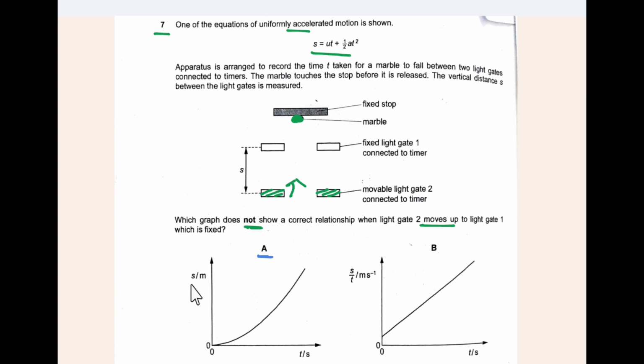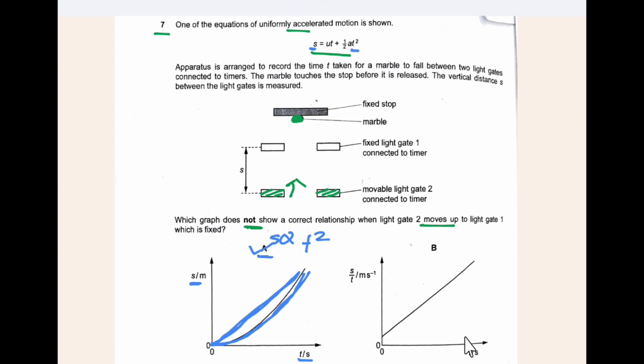For our first graph, here we can see that it is S against T. If we compare with the equation, then this is our S and this is our T square. So we can see that S is directly proportional to T square. If it were just directly proportional to T, then it would be a straight line passing through the origin. But since S is directly proportional to T square, the graph would tilt towards the T axis. So this statement is correct, but we need to pick the wrong statement.